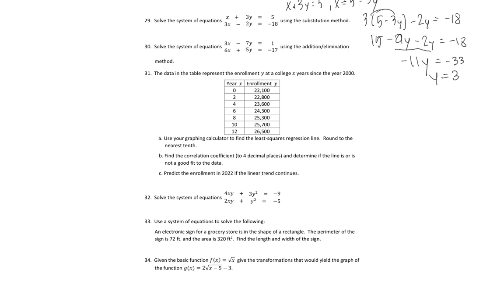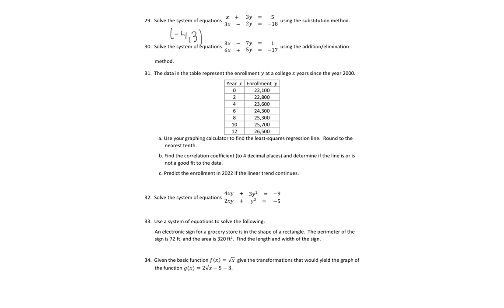Now that we know what y is, we can solve for x. We know x is 5 minus 3y, so I'll plug it in here. x is 5 minus 3 times 3. x is 5 minus 9, so x is -4. And that is going to be our solution. We're going to say our solution is (-4, 3).